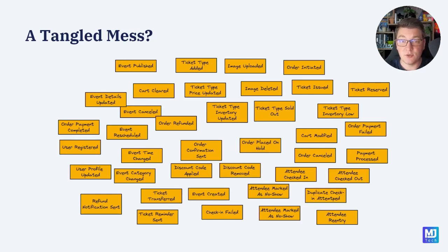All of these sticky notes represent domain events, and you can see domain events like ticket type sold out, order refunded, attendee checked in, user registered, ticket reserved, ticket type price updated, attendee marked as no-show, order initiated, and so on. This might look like a tangled mess of domain events at first, but there is a very simple way how we can add more structure to this.